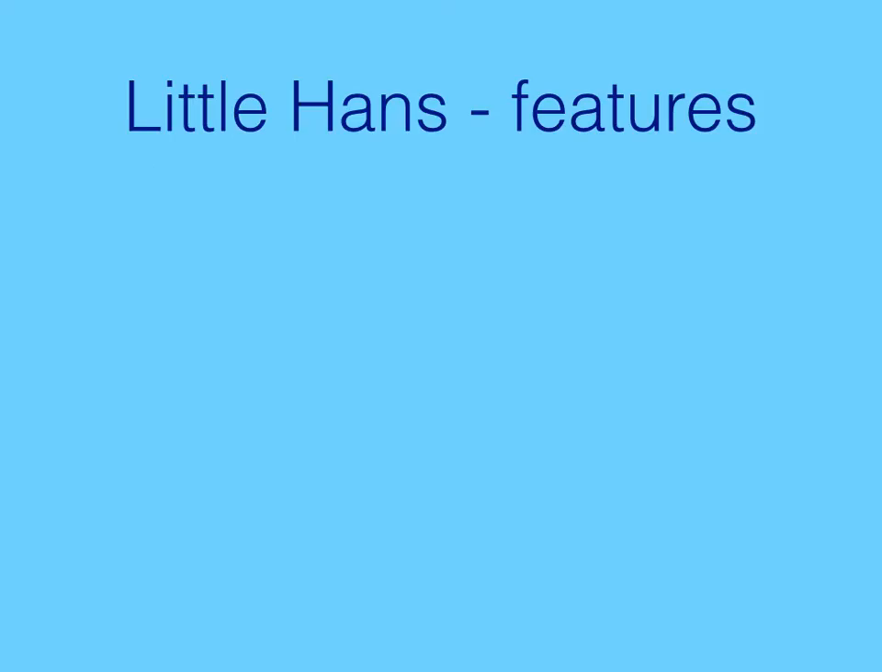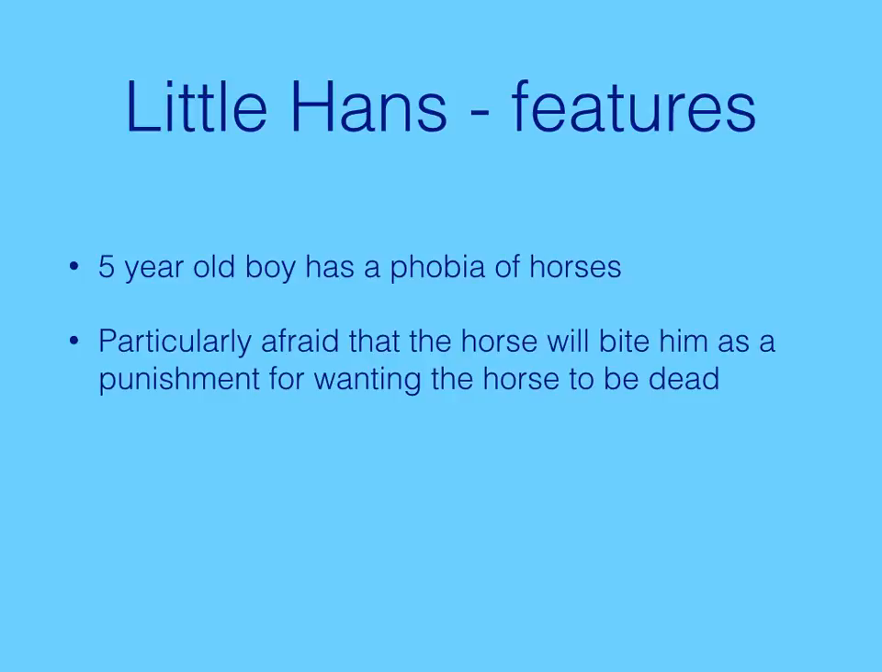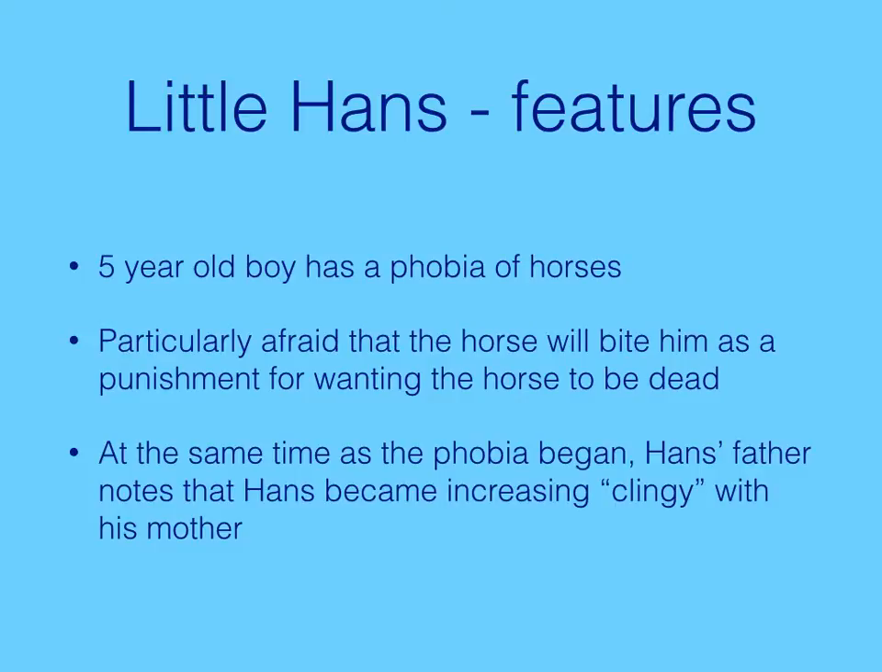So let's have a brief recap then of the features of the Little Hans case study. If you remember, a 5-year-old boy had a phobia of horses. He was particularly afraid that a horse would bite him as a punishment for Hans wanting the horse to be dead. At the same time as the phobia began, Hans' father noticed that Hans had become increasingly clingy with his mother. So there are some key features. Obviously there is more detail to the Hans case study, but you have studied it in AS, in phobias, gender development and key approaches. So we're just going to focus on these key features for now.